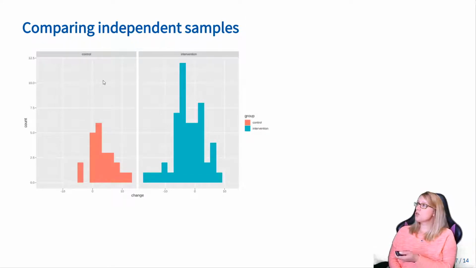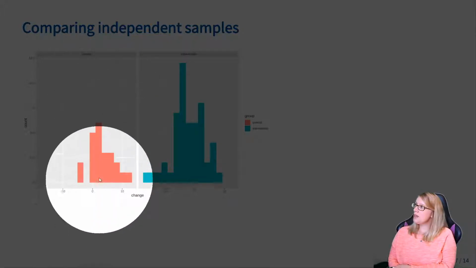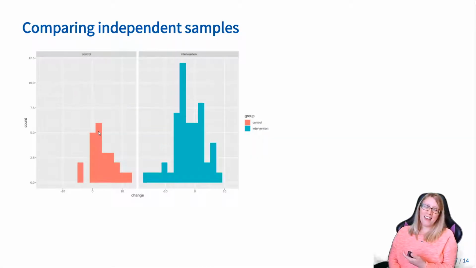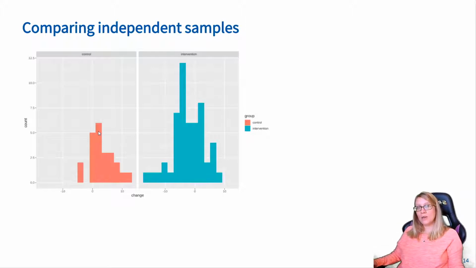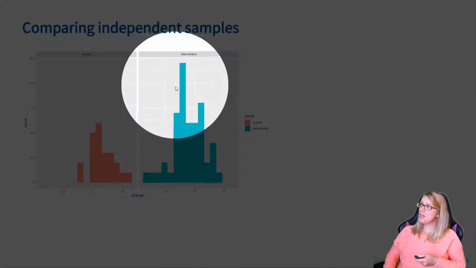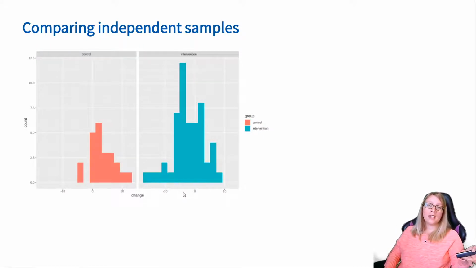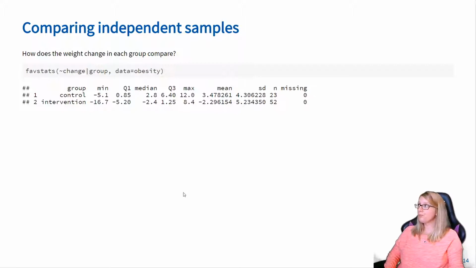Starting with the control group, the peak of this distribution is a little bit above 0. So it looks like on average, students in the control group may have had a weight gain. They may have gained weight over the 15-week period. Whereas looking at that intervention group here in blue, the peak of this histogram is on the negative side. So it looks like in the intervention group, on average, the children lost weight.